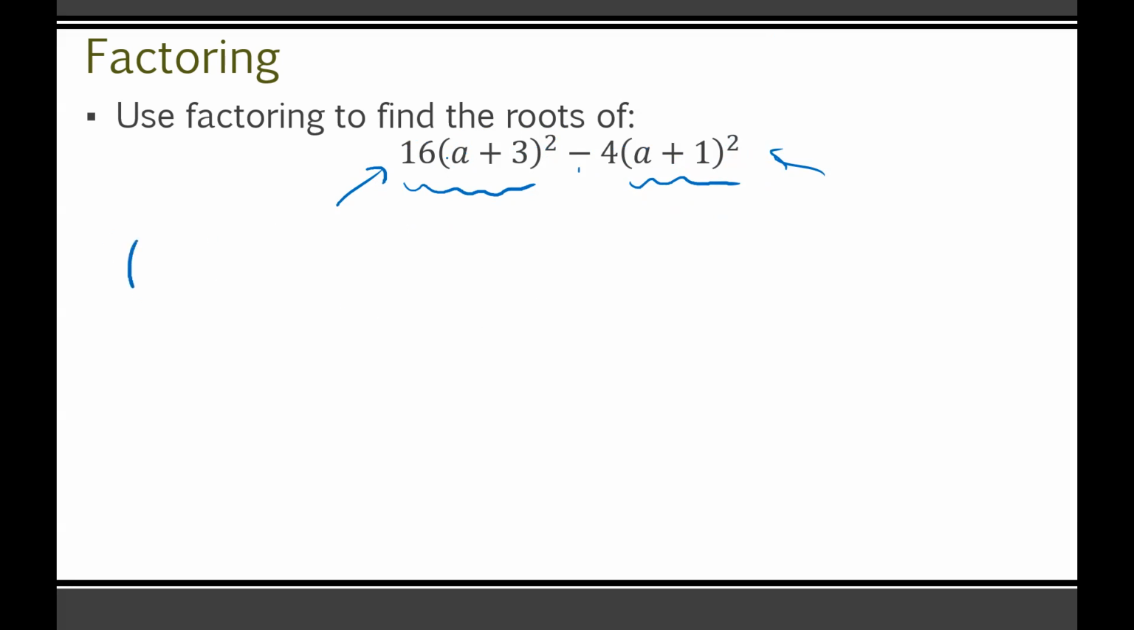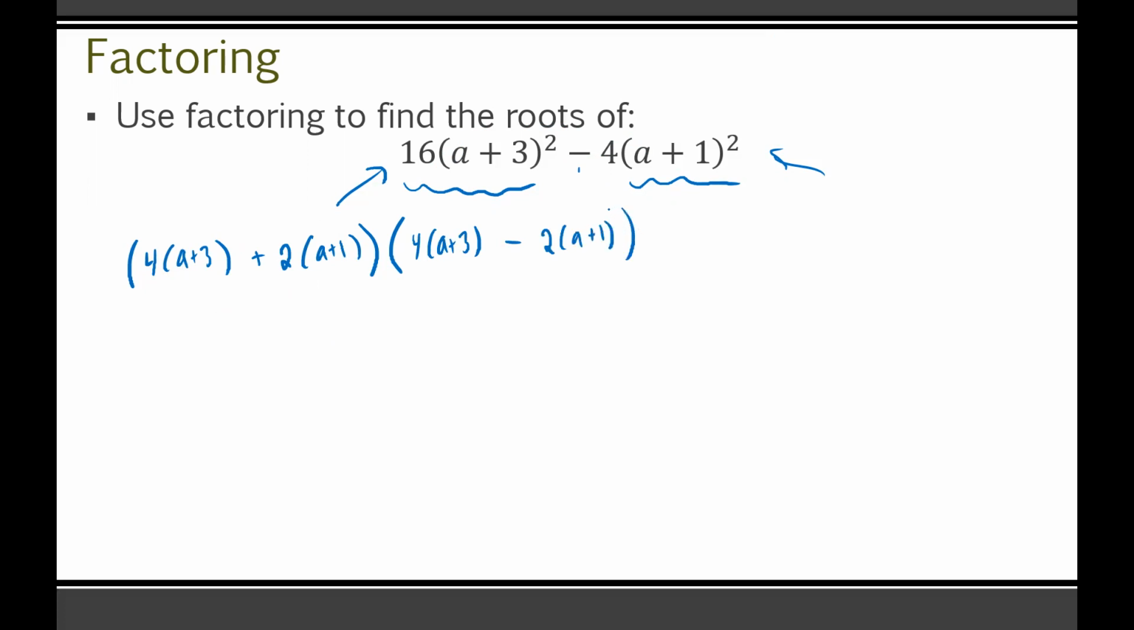Take the square root of the first piece. Well, the square root of this first piece would be 4 times (a plus 3), plus the square root of the second piece. Well, the square root of the second piece would be 2 times (a plus 1). Now multiply that by the same thing again, except this time we subtract these two pieces. So it'd be 4 times (a plus 3) minus 2 times (a plus 1).